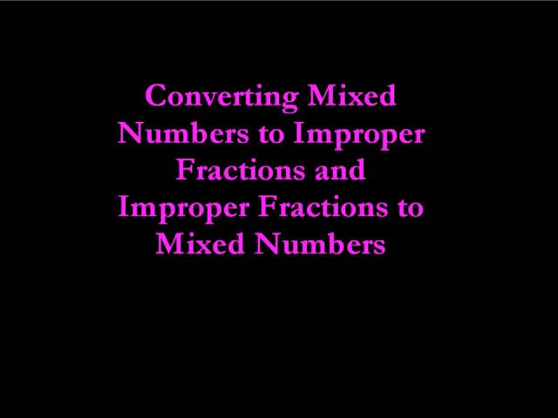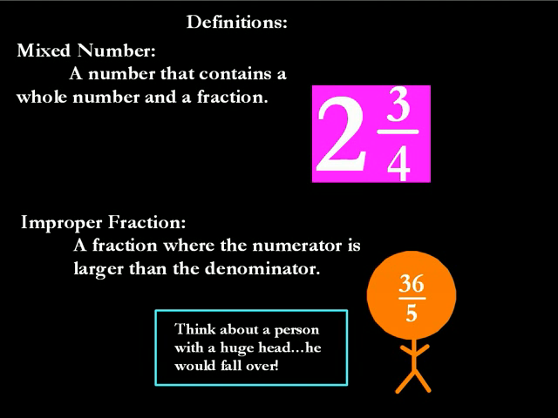Alright, today we're going to talk about what a mixed number is, what an improper fraction is, and how to convert between the two. Well, first of all, let's go over a couple definitions. A mixed number is a number that contains a whole number and a fraction. You can see here I have a 2 and also have the 3/4.